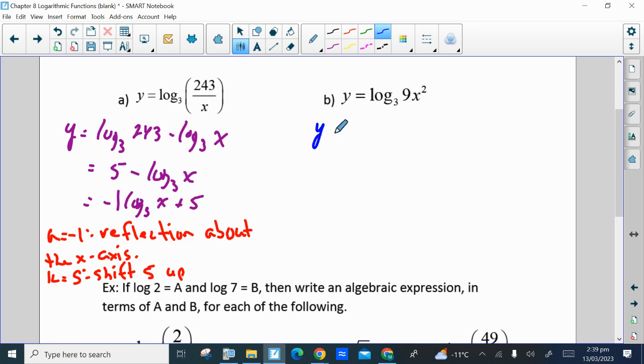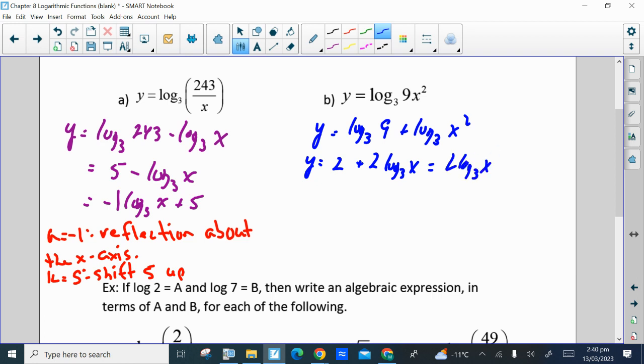So for question B, we'll do something similar. That 9x squared, well, that's the product law. It's 9 times x squared. So it's log base 3 of 9 plus log base 3 of x squared. Log base 3 of 9 is 2. That's asking 3 to what power is 9? Plus 2 log base 3 of x. Or we can write it as 2 log base 3 of x plus 2, so that it's written in the order that we're used to seeing it.